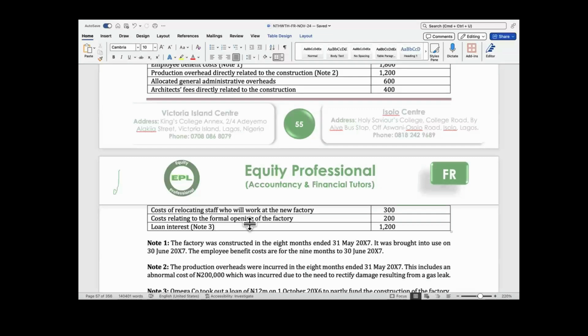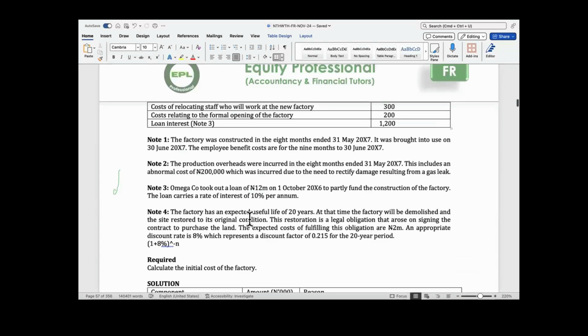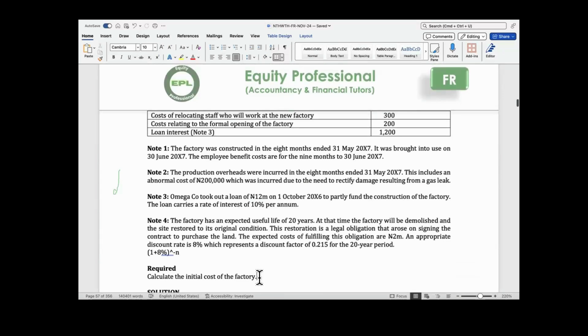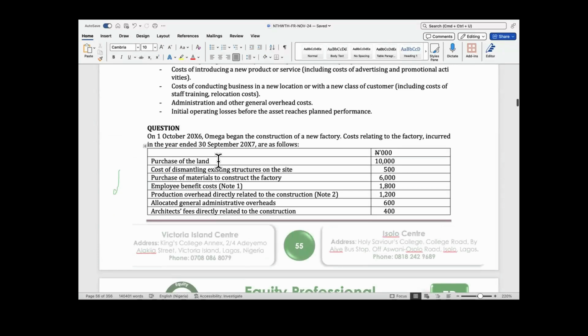So they gave us some notes here. Calculate the initial cost of the factory. I will read the notes as I get there. I just need you to tell me whether each of these costs will be added as part of the cost of the factory that they are constructing.